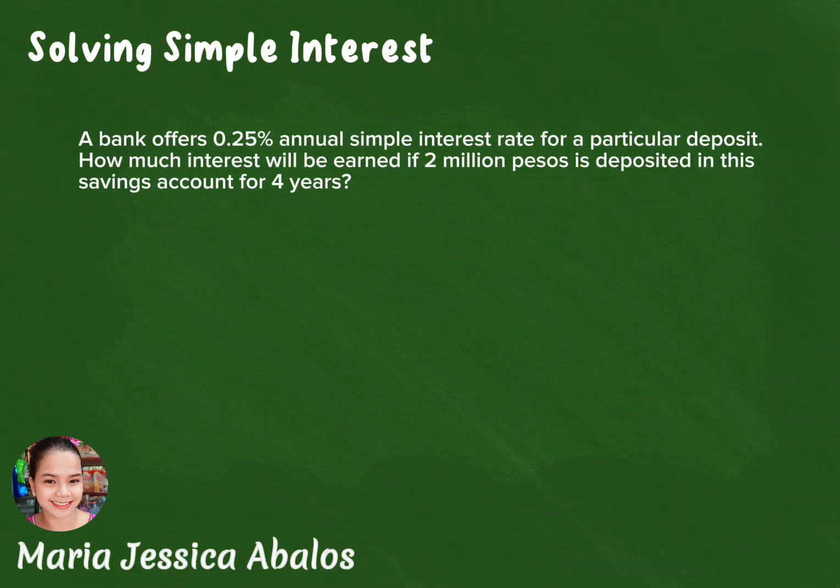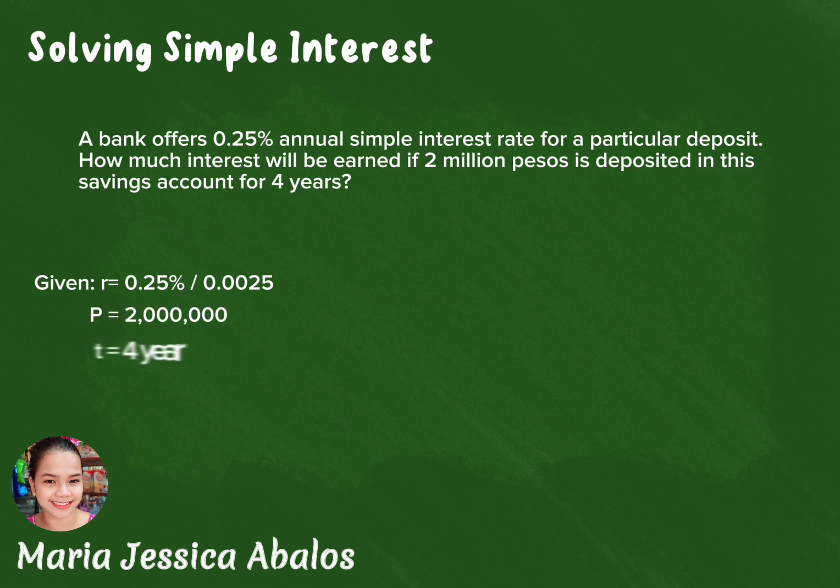A bank offers 0.25% annual simple interest rate for a particular deposit. How much interest will be earned if 2 million pesos is deposited in the savings account for 4 years? First, let's identify our given. Our rate is 0.25%, and converted to decimal becomes 0.0025. Principal is 2 million. Time is 4 years. So we're looking for the simple interest.